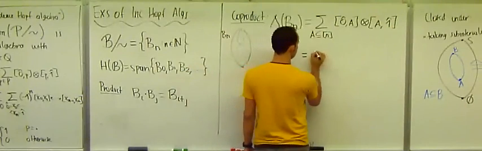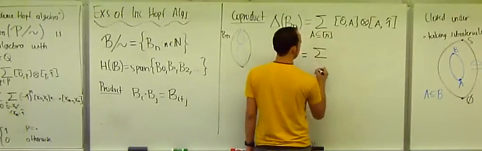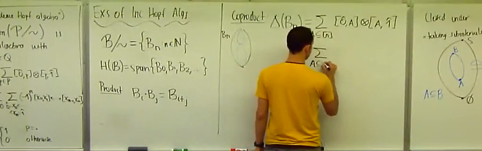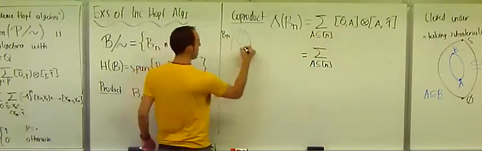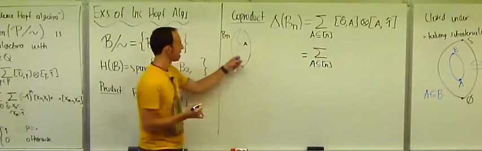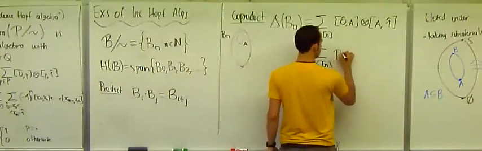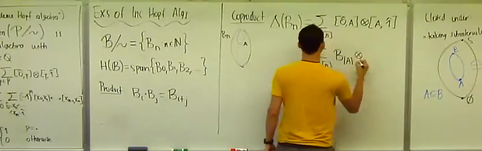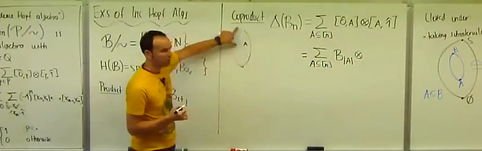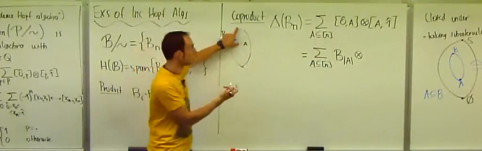And what's this? What is [0, A]? Well, this is just the Boolean algebra on A elements. And what is [A, 1]? It's the Boolean algebra on the other elements.